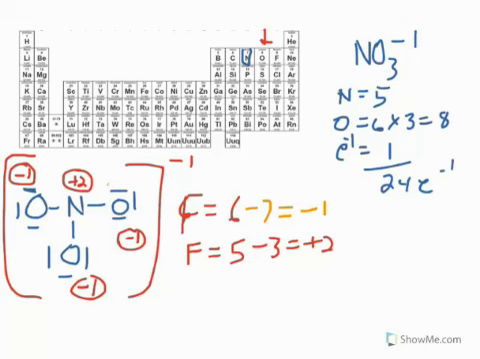What I have is a violation of the octet rule, which is not always a problem. There's less than 8, but I also have a huge amount of formal charge. So this one is not a good resonance structure. We would not accept this. Alright, let me do another one.